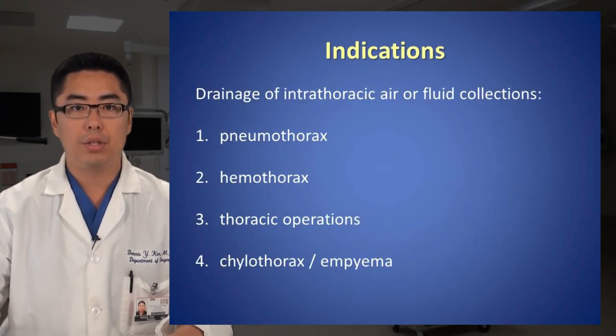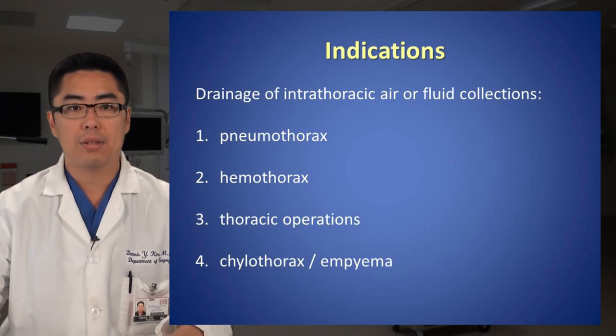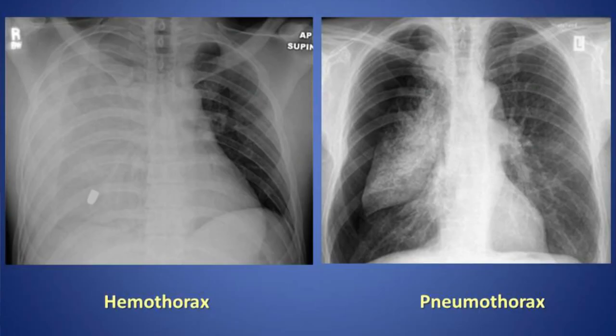Indications: drainage of intrathoracic air or fluid collections. These may include, but are not limited to, pneumothorax, hemothorax, post-operative from a thoracic operation, and less commonly, chylothorax or empyema. To the left of the screen is an AP chest radiograph demonstrating a large right hemothorax. On the right side of the screen is a right-sided pneumothorax.